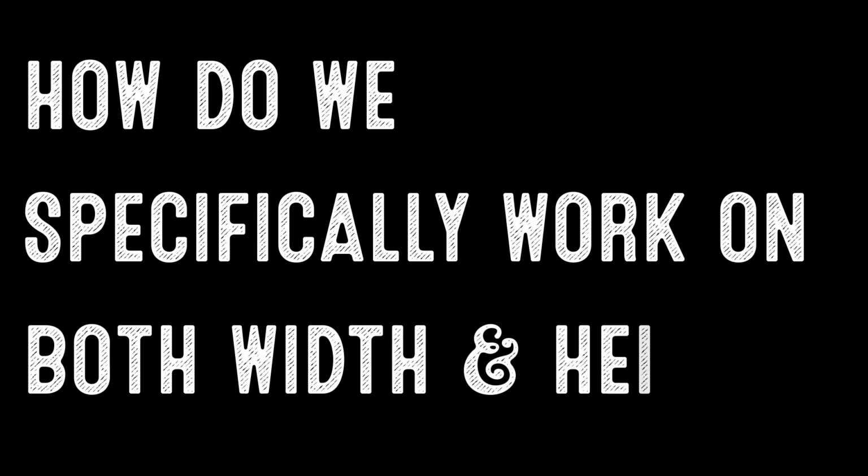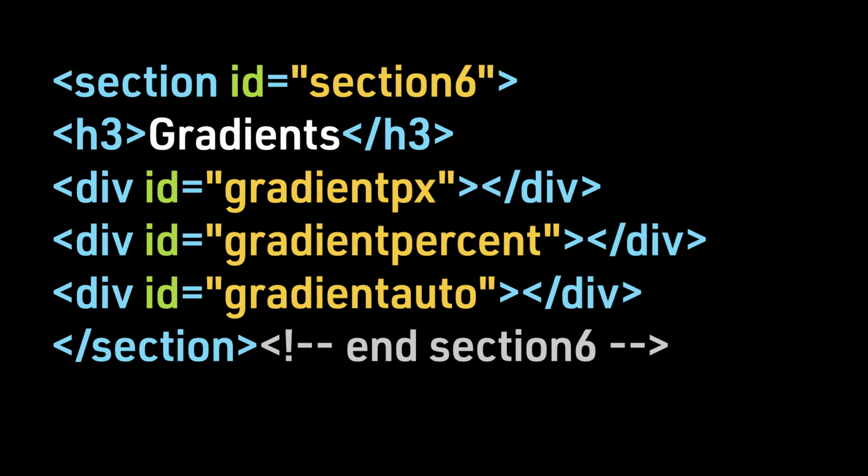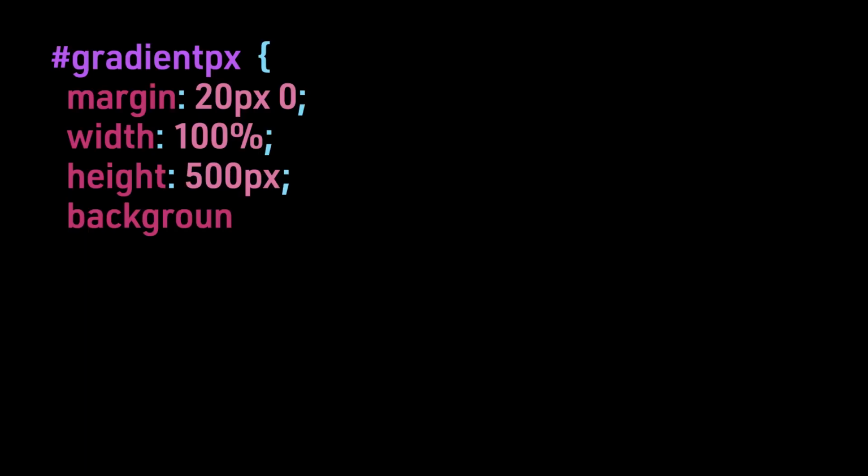How do we specifically work on both width and height? We are again using class attributes so that we can target each div with a different example. We will look at how the background size affects a gradient and use pixels, percentages, and auto. Remember, we need to specify both a width and a height.